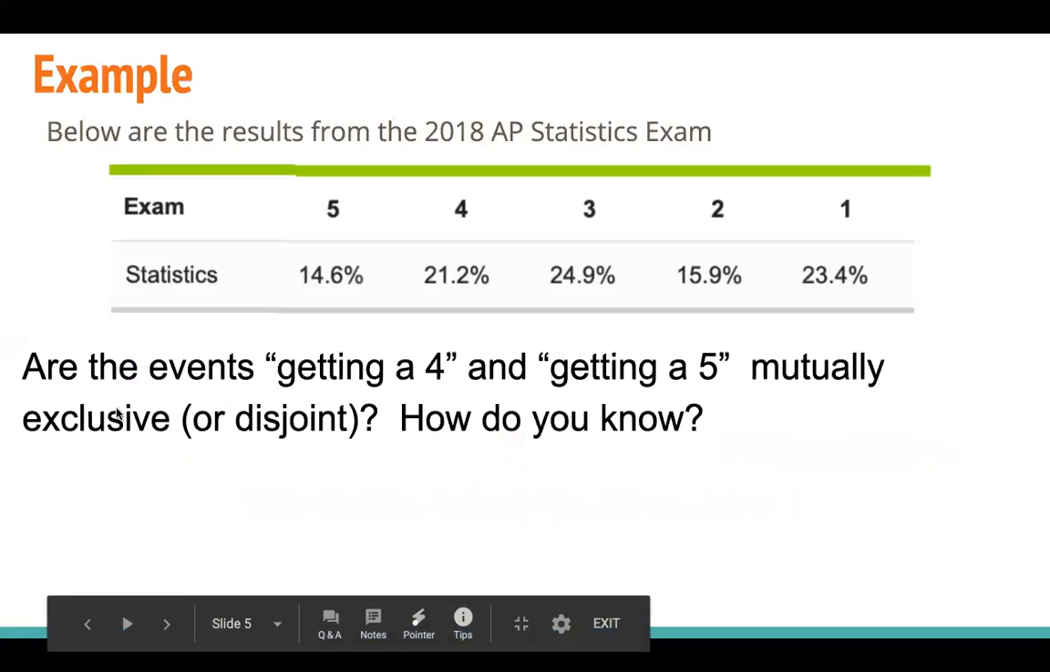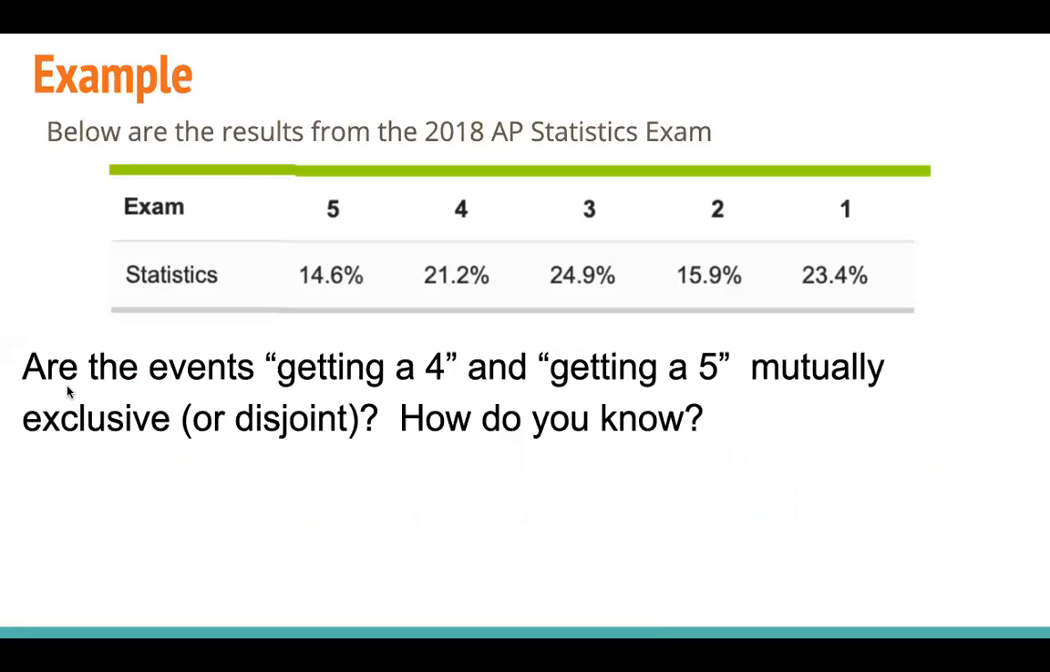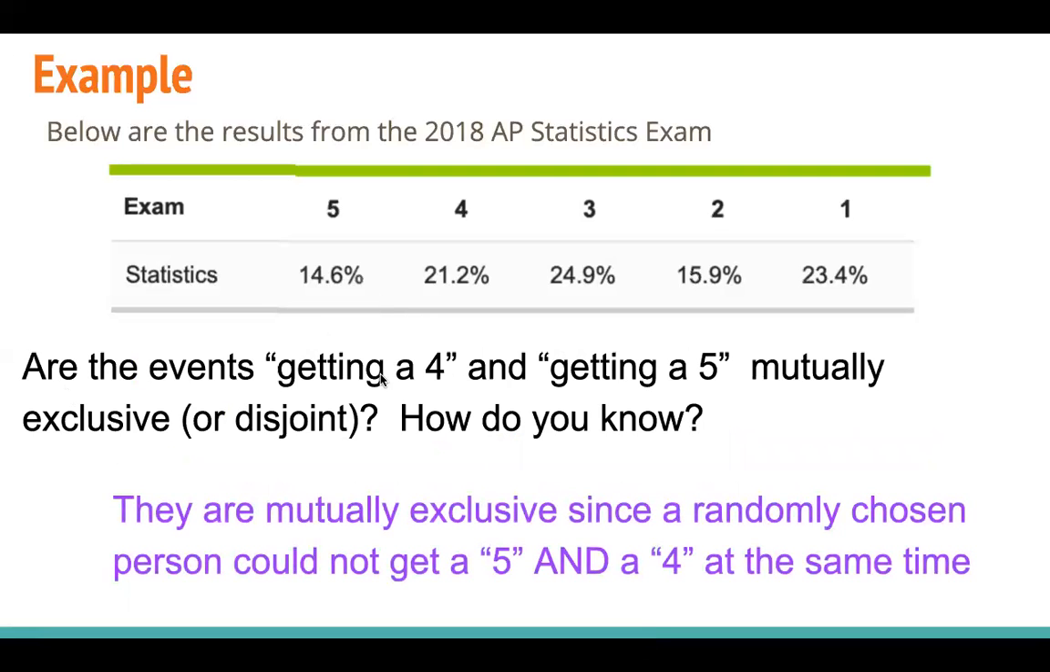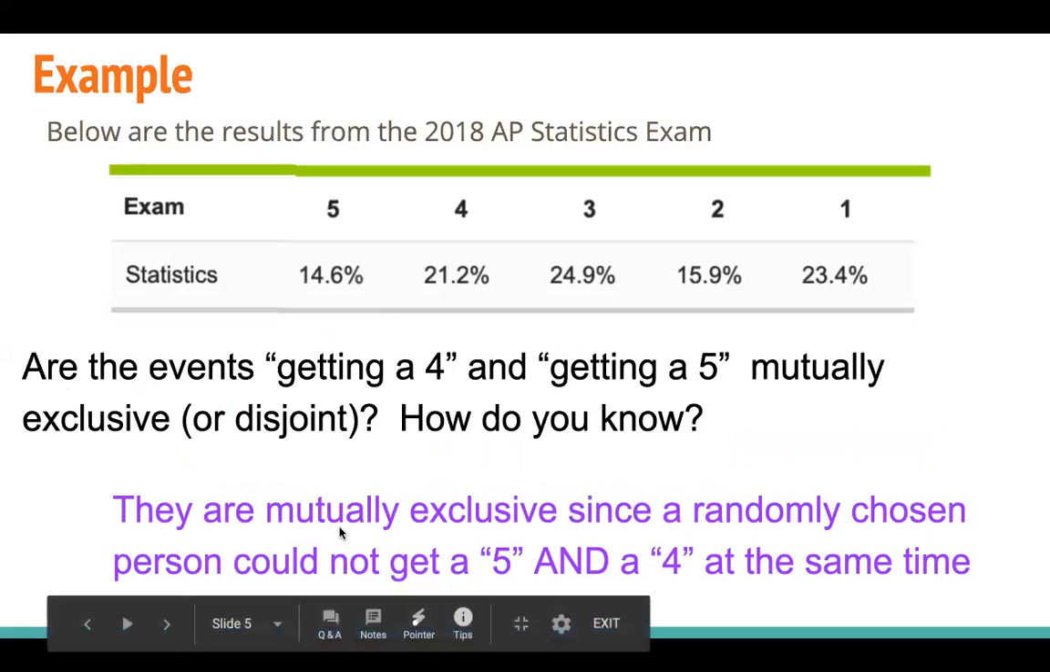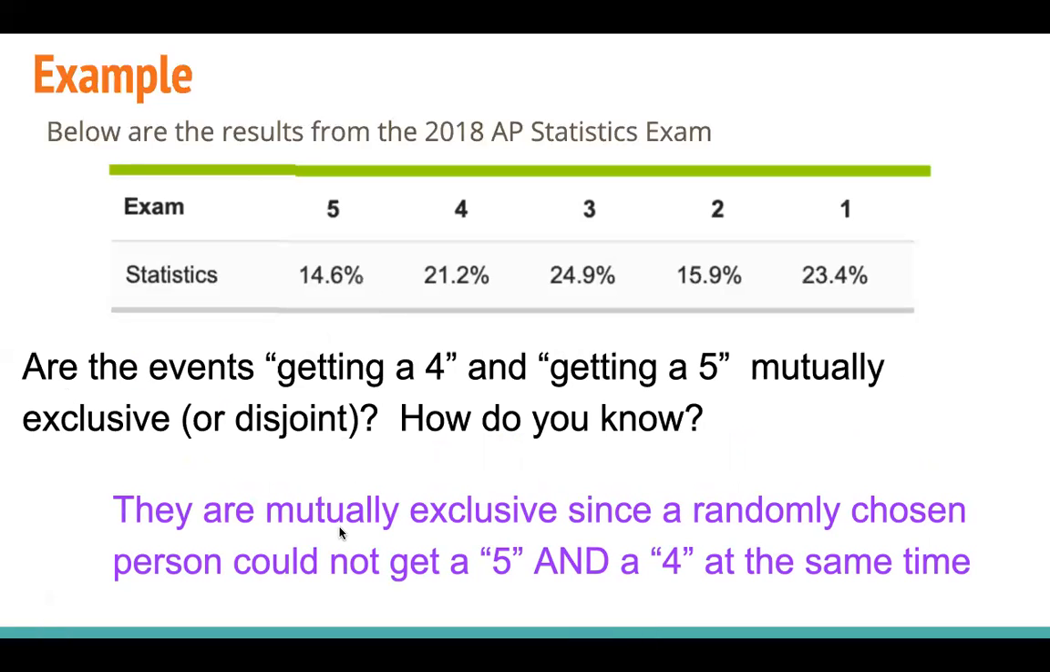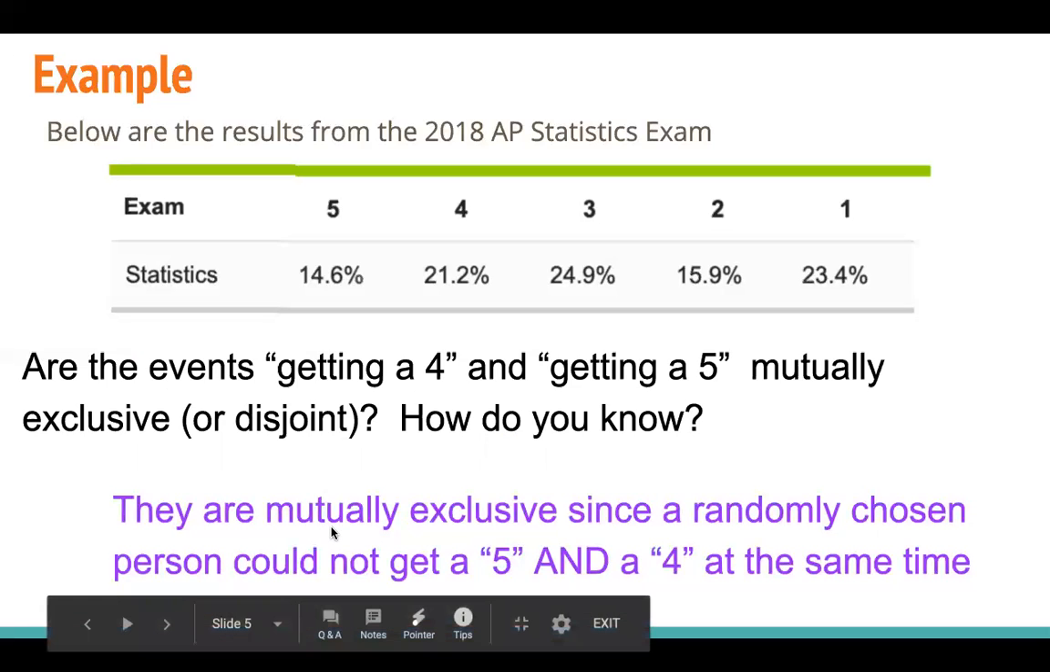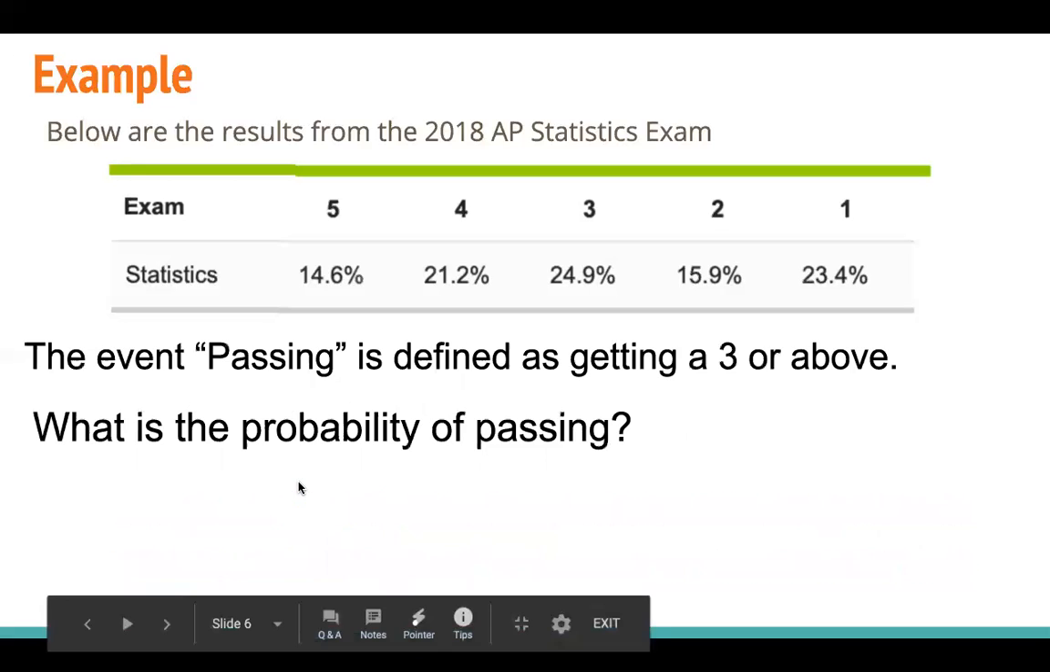All right, let's look at the next example. Are the events getting a 4 and getting a 5 mutually exclusive or disjoint? And how do you know? If I look at 4 and 5, they are mutually exclusive because for a randomly chosen person, you can't get a 4 and a 5 at the same time. Again, my random event is choosing one of the people who took this exam.